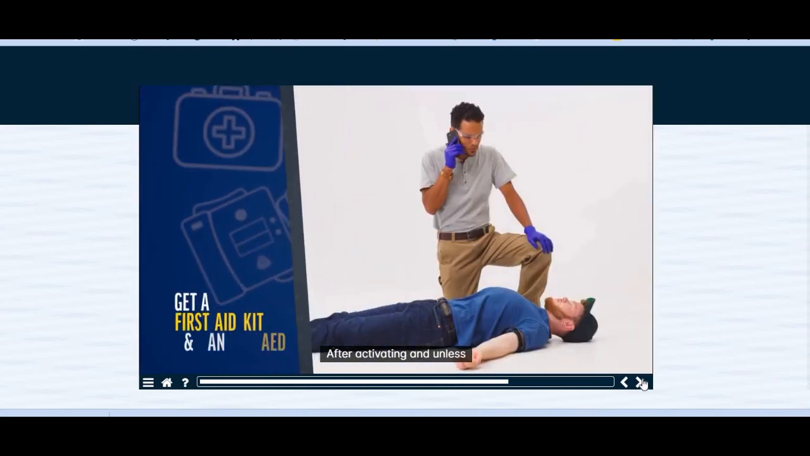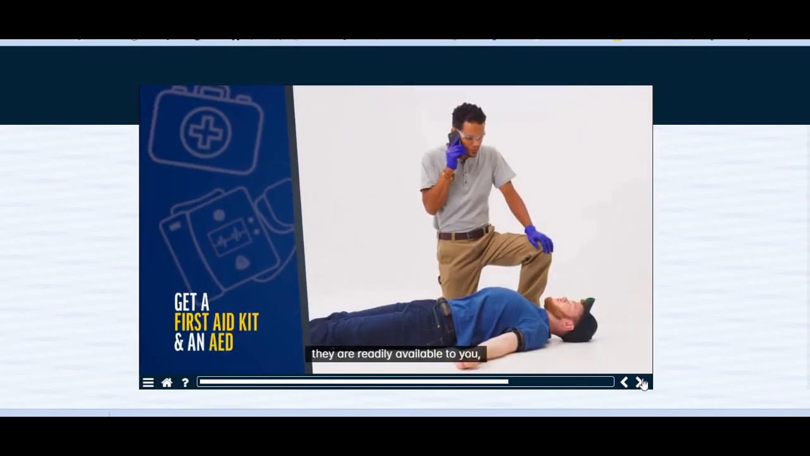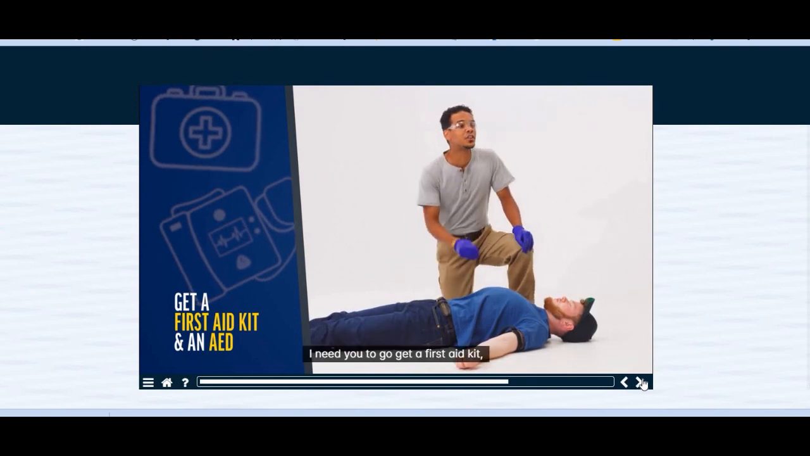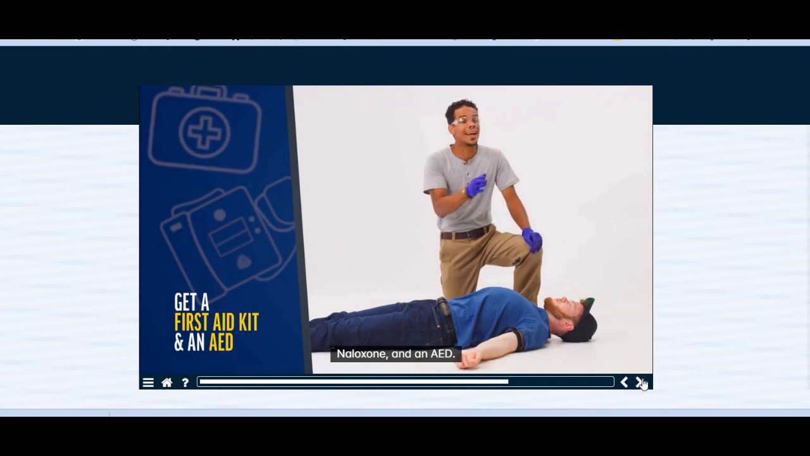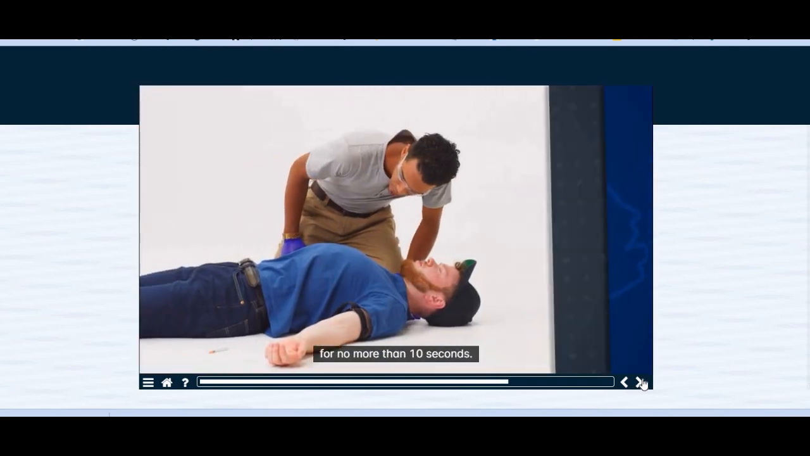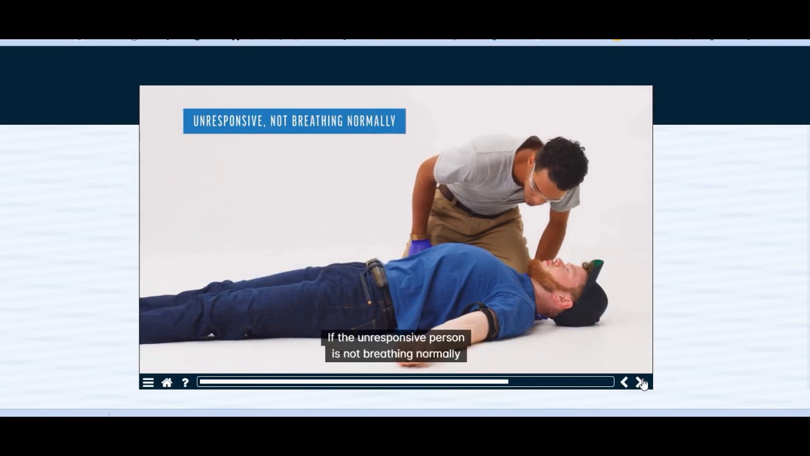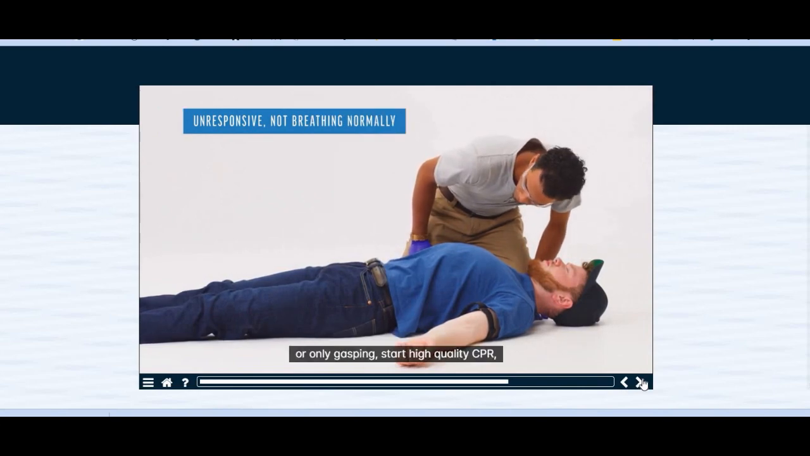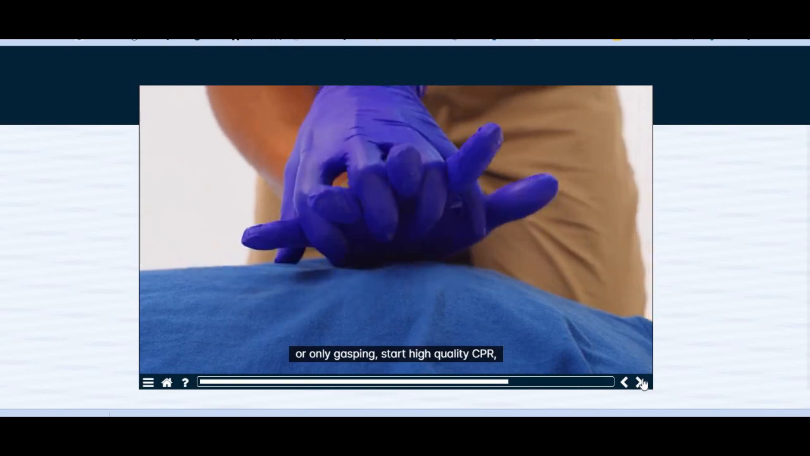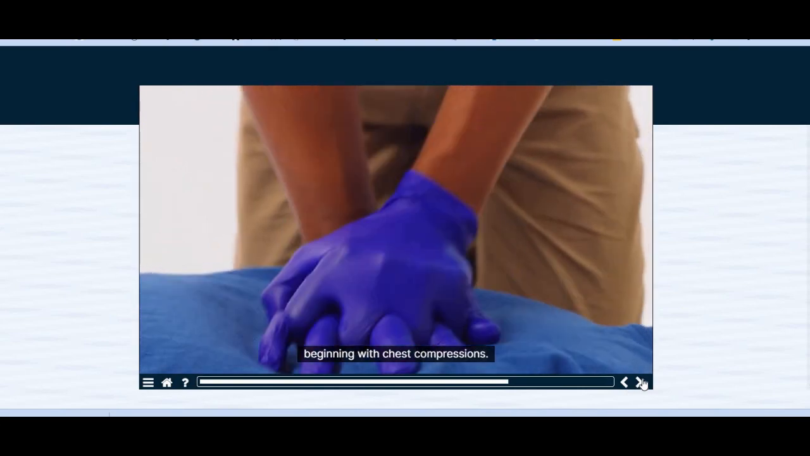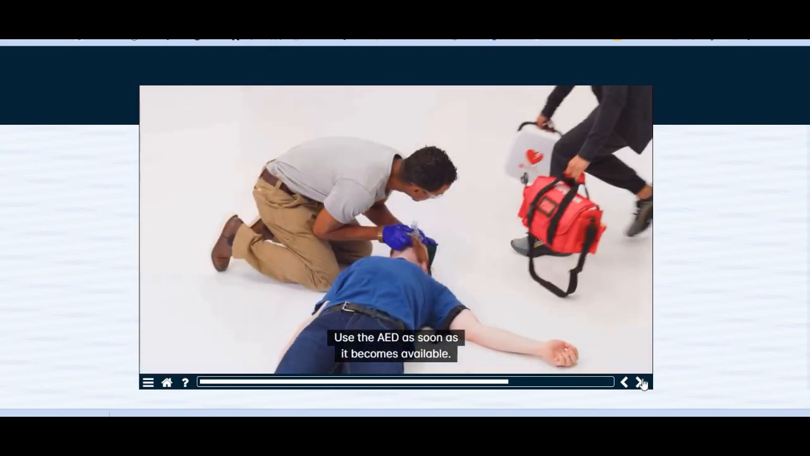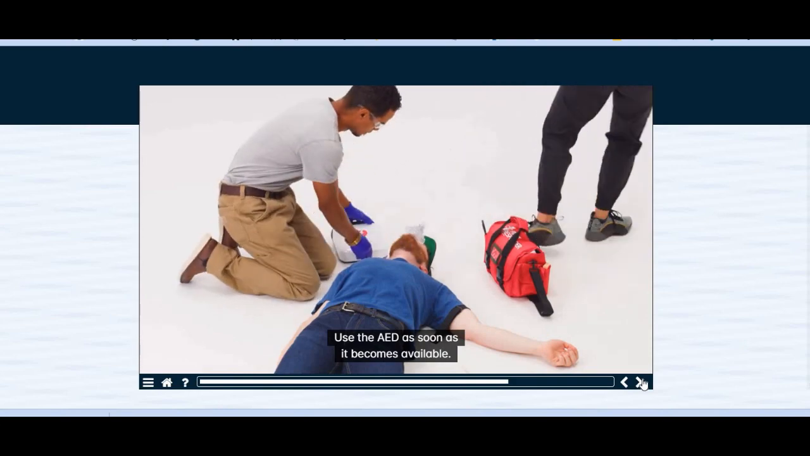After activating, and unless they are readily available to you, send someone to get the first aid kit, naloxone, and an AED. Assess the person's breathing for no more than 10 seconds. If the unresponsive person is not breathing normally or only gasping, start high-quality CPR, beginning with chest compressions. Use the AED as soon as it becomes available.